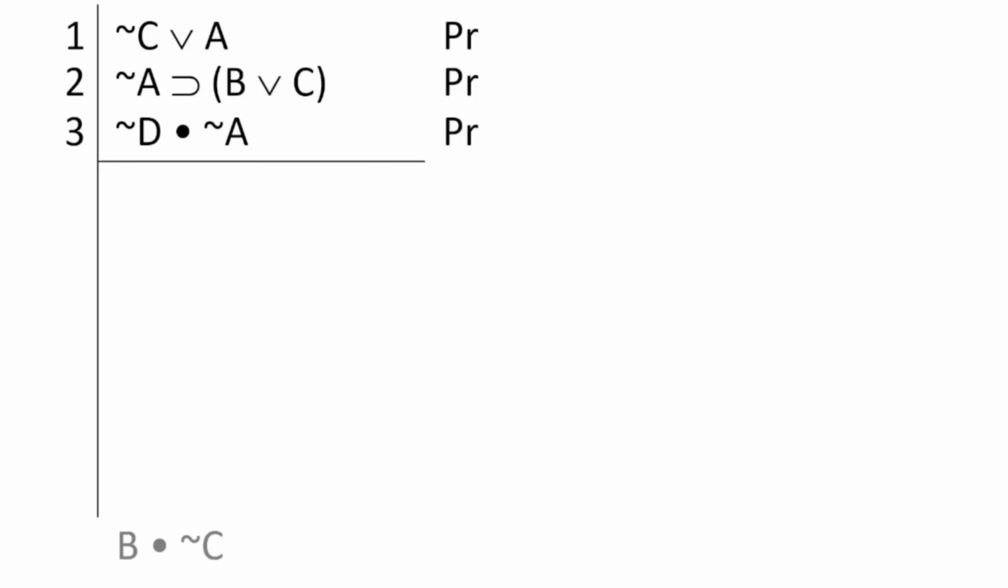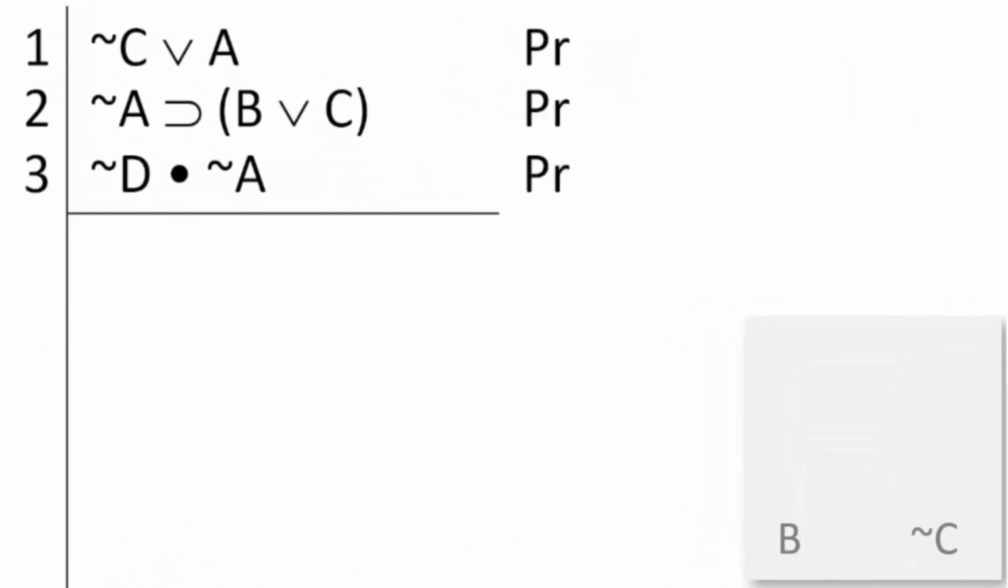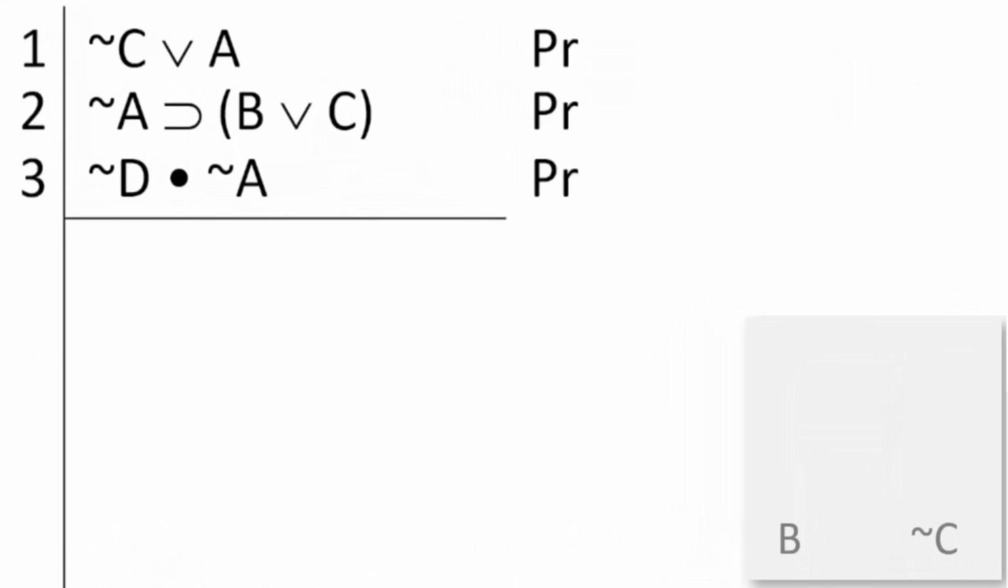In this case, we have 3 premises, and our conclusion is a conjunction, B and not C. We will aim to introduce it by the conjunction rule. For that, we will need to aim to prove B on the one hand and not C on the other. Let's start with B first.